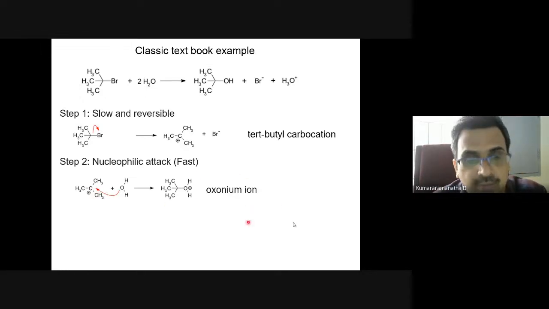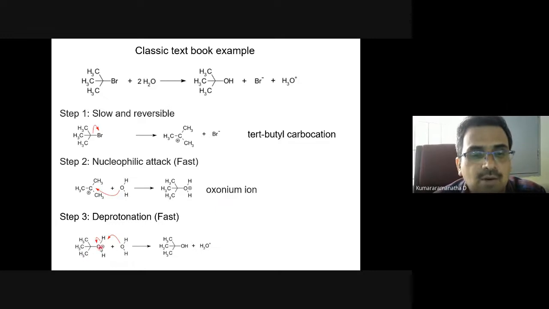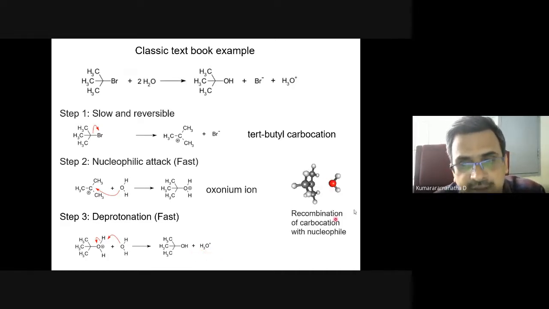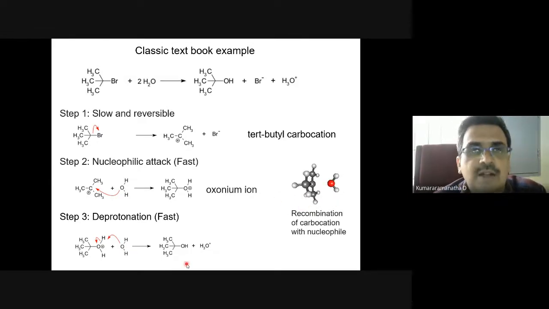So you get an oxonium ion. And then you have the deprotonation, which is a fast process. Then you get tertiary butanol along with hydronium, like acidic water. Okay, so this is the recombination. Water bonds with the carbon, the nucleophile, and then you get tertiary butanol after the carbocation is formed. This is a very, very standard example which many of you might have already studied. This is the SN1 mechanism. Now let's go deeper into this.